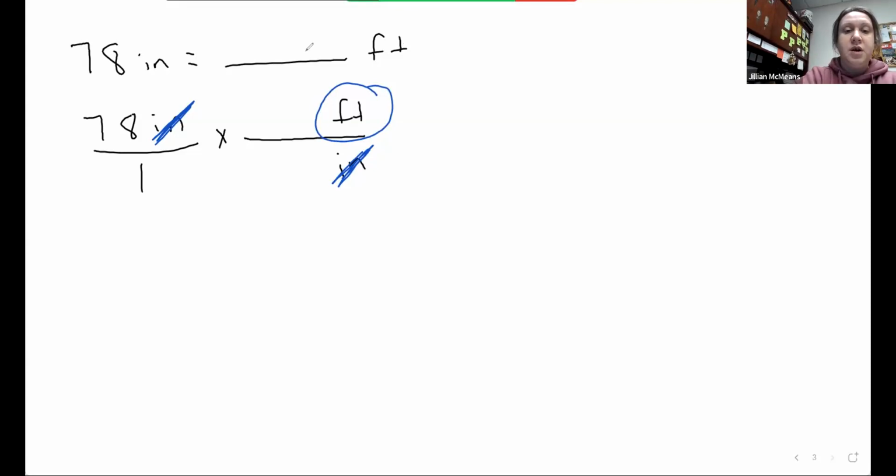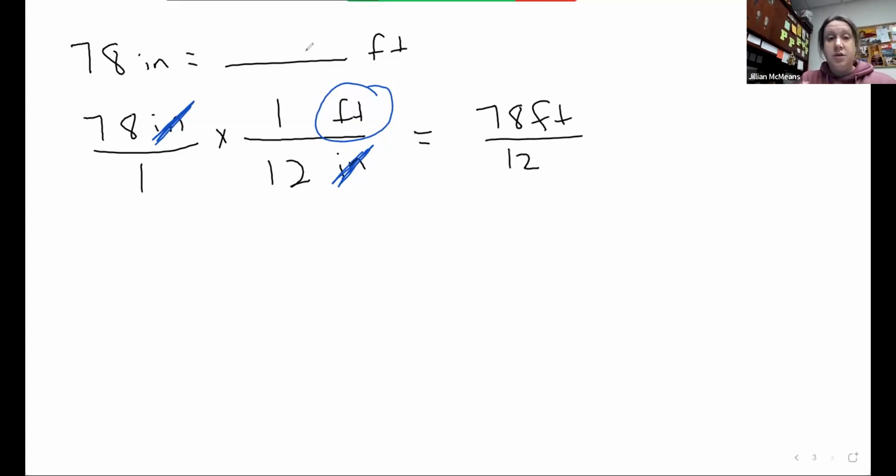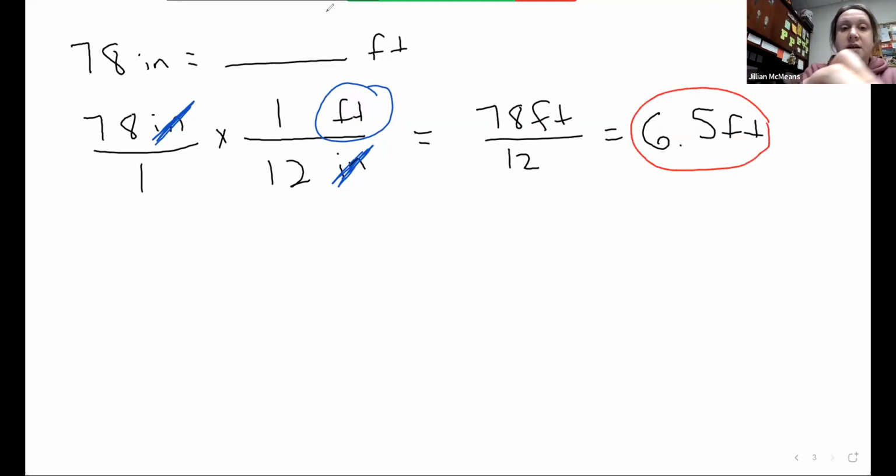So let's fill in some numbers. We know that there are 12 inches to 1 foot. So I'm going to clean this up a little bit. The inches have canceled. I'm left with feet in the numerator. So my numerator is now 78 times 1 feet, so just 78 feet. The denominator is just 1 times 12, so 12. And as long as you show me this setup, you can then use the calculator to do the division of 78 divided by 12. You should get 6.5 feet. And that is the final answer. So we have that 78 inches is equivalent to 6.5 feet.